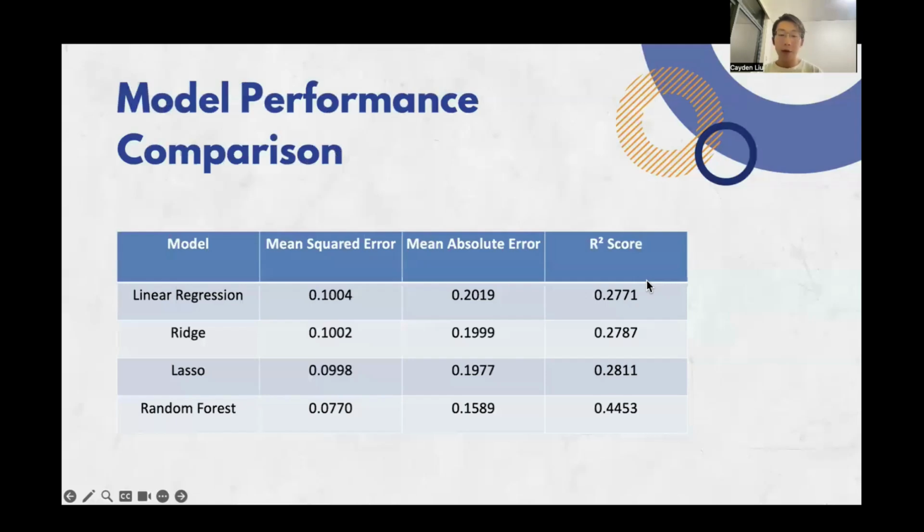The best parameters for the random forest model are max_features, which is sqrt, and n_estimators, which is 100.